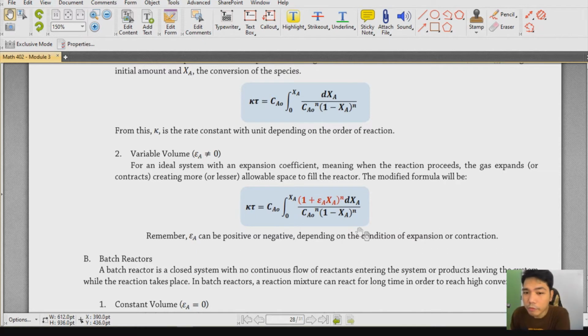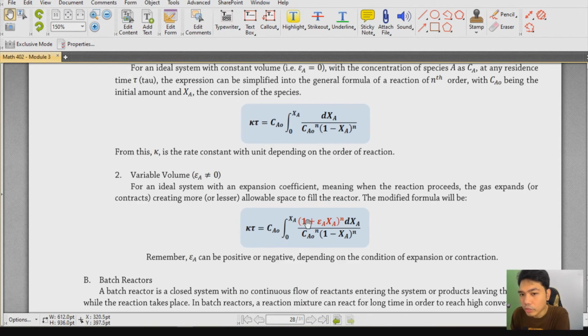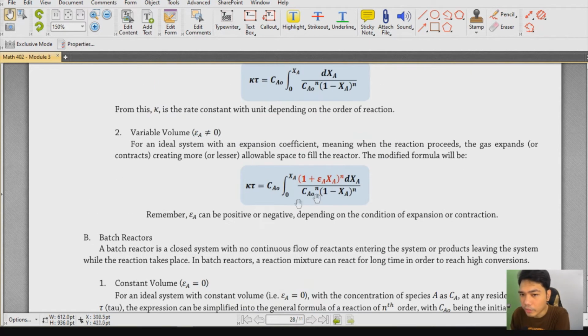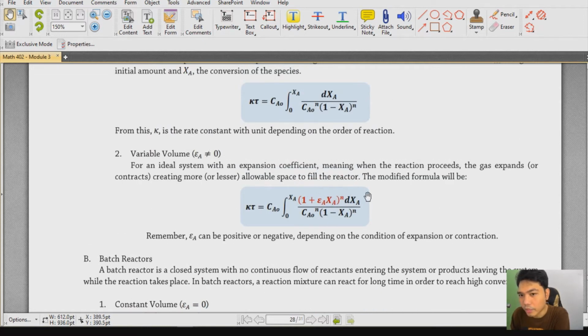So the formula for this is the same as the previous one. It's just that meron lang tayong incorporation ng (1 plus EAXA) raised to N. So yun lang yung nadagdag. So you just have to remember this additional factor, and then that's just the same equation.